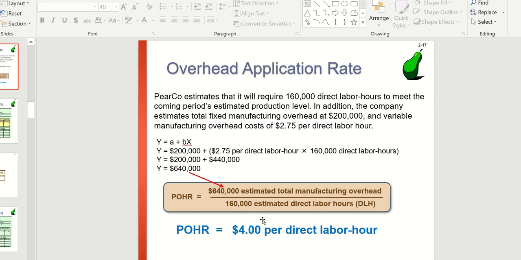We use both estimates over here to help us in planning for overhead because actuals will not happen until the end of the year. Actual dollar amounts won't happen until the end of the year. So let's go to the problem.